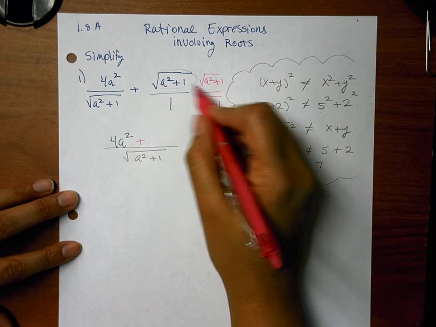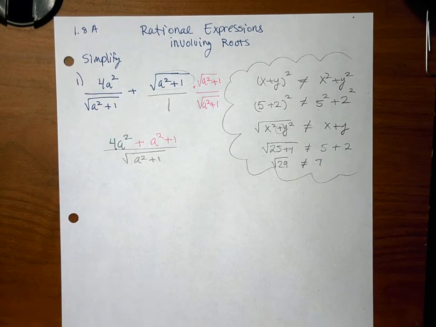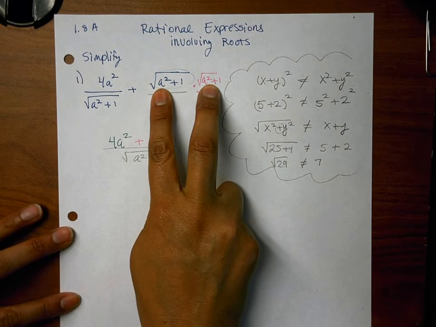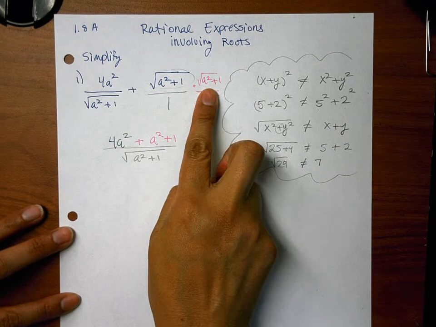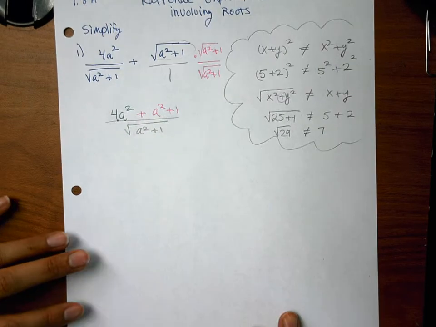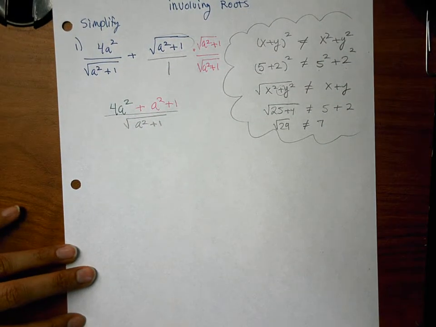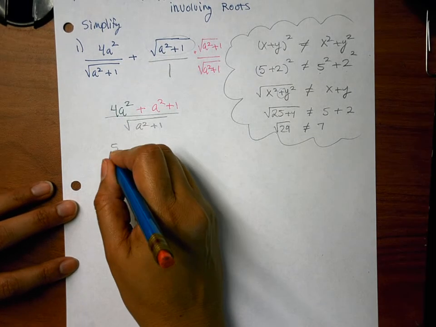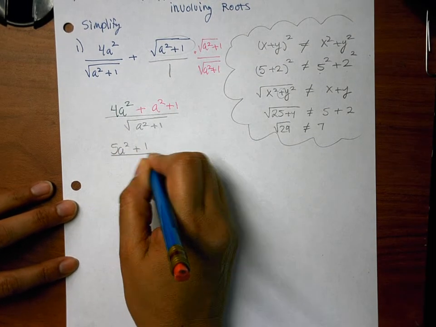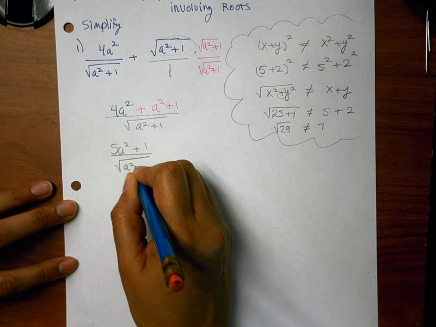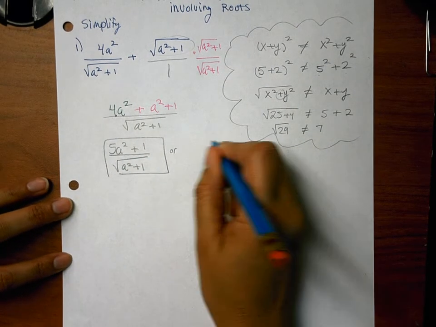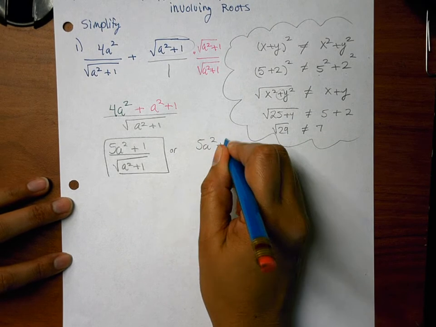Now, when you're multiplying two things that are exactly the same, the radicals undo each other. Root 5 times root 5 is 5. Square root of x times the square root of x is x. Square root of a squared plus 1 times the square root of a squared plus 1 is simply a squared plus 1. And we combine like terms. 4 plus 1, so that's 5a squared plus 1 over the square root of a squared plus 1. Nothing else we can do. We can't factor, we can't reduce.